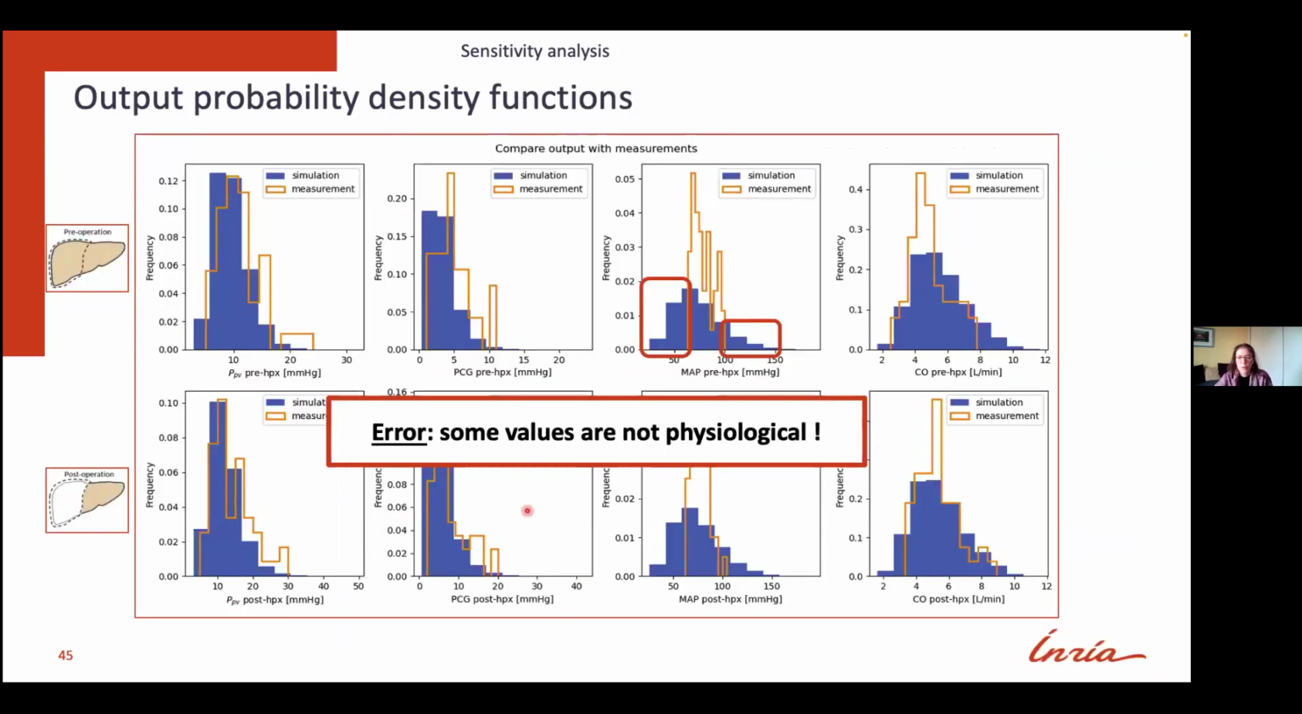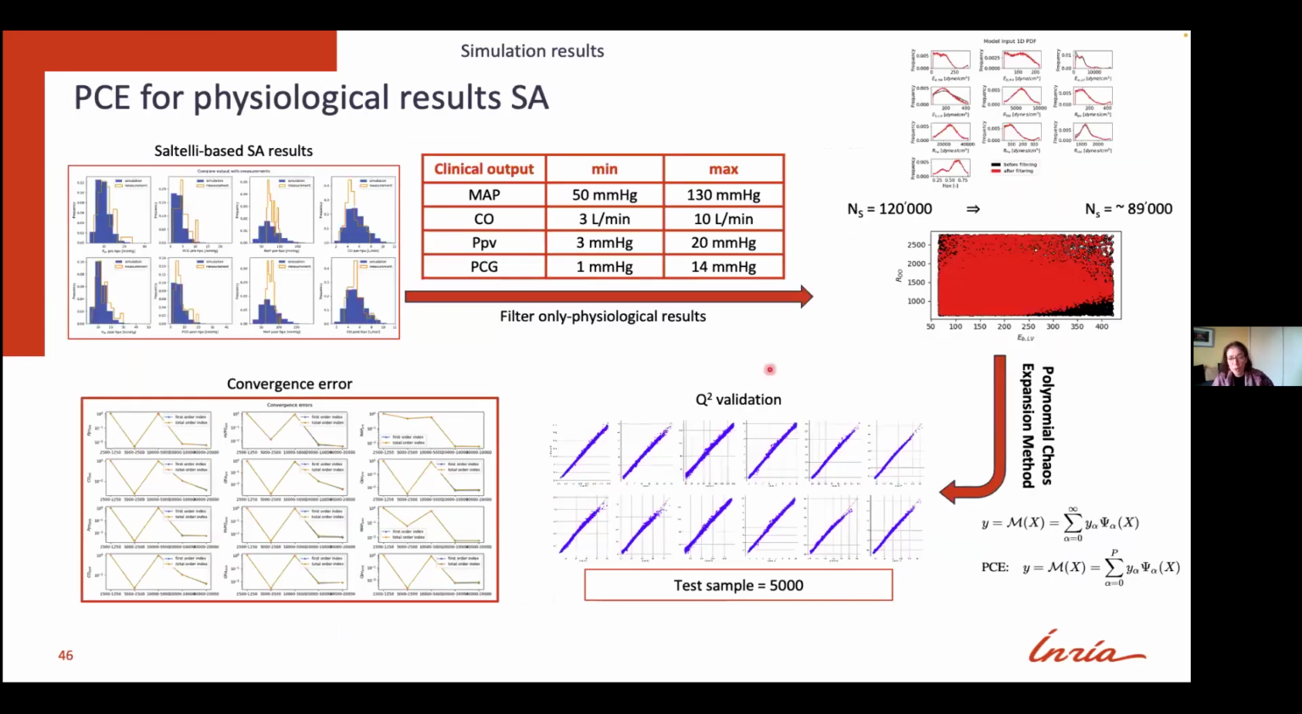But when we did this process, we saw that there were some outputs of the model that were no longer physiological, because when you vary all the parameters in the parameter space, there is no way to impose that the output will be physiological. So we had to go back and think about how to deal with this problem.